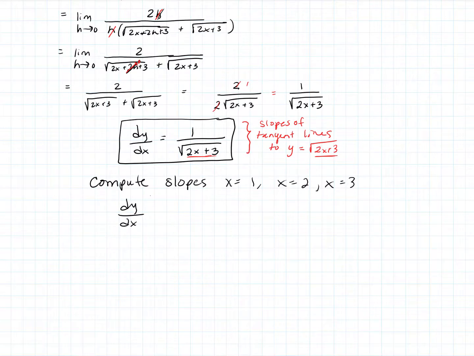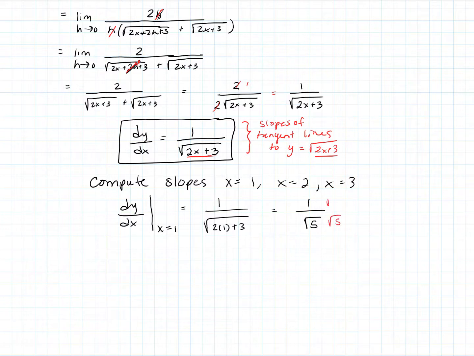Now, just as a reminder on the notation, if we want to evaluate dy dx at 1, we can use this vertical line that says evaluate the derivative dy dx at x equals 1, and we can just plug it in. So this is going to be 1 over the square root of 2 times 1 plus 3, or 1 over the square root of 5. Now, if we don't like that root in the bottom, of course, we could rationalize and we could get the square root of 5 over 5. Either of these is fine.